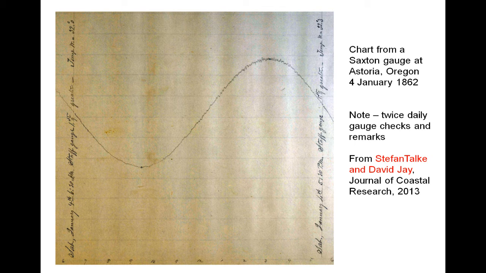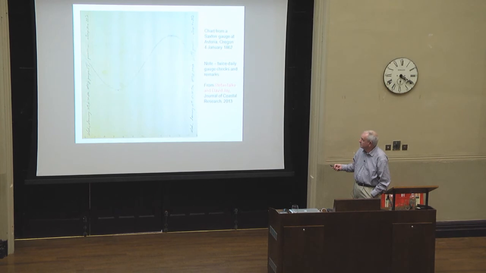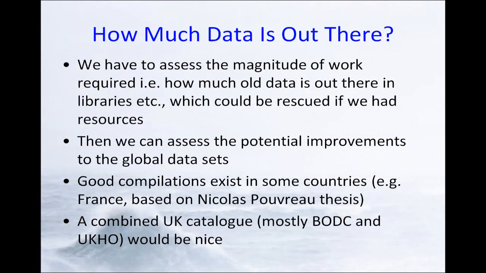So if you want to know more about that, Professor David Jay and Stefan Talke had a paper in the Journal of Coastal Research recently, which shows the work that they're doing. And they plan, I think, to digitise all this historical US data. Okay, so we have to assess the magnitude of the work, how much old data is out there, libraries, etc., and see what we could do if we had more money like Gary wants.